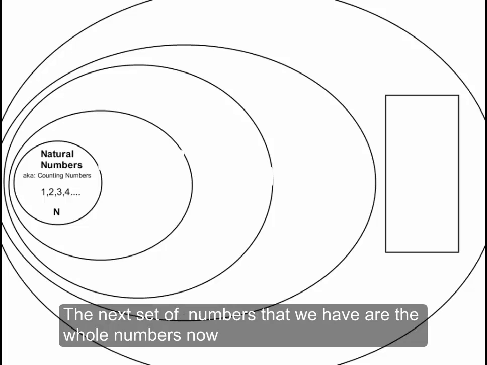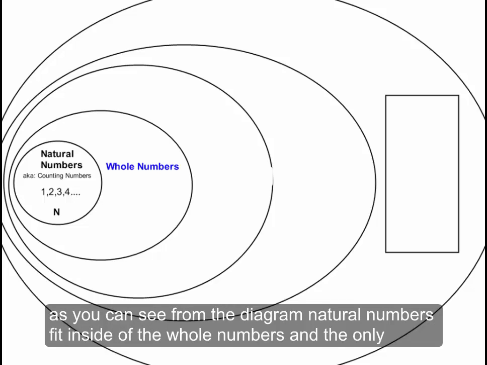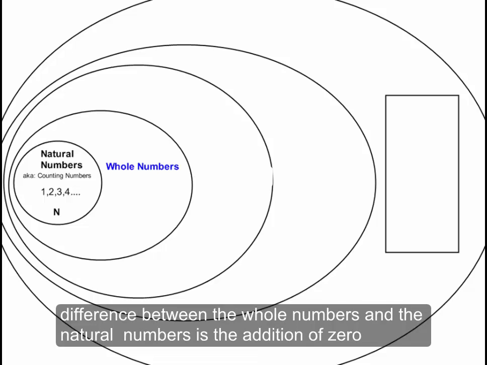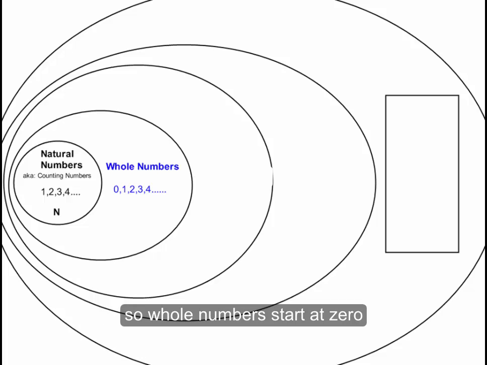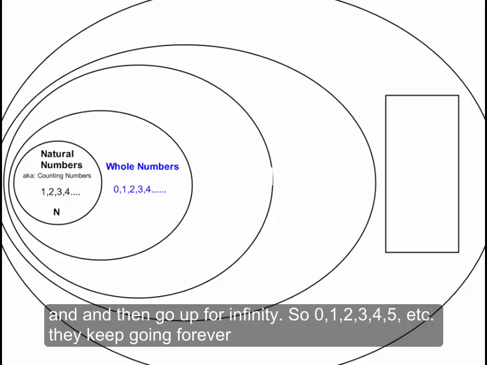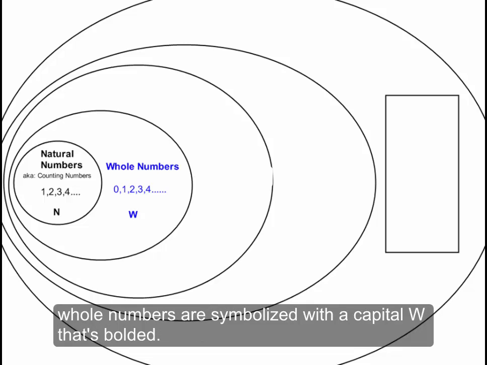The next set of numbers that we have are the whole numbers. Now, as you can see from the diagram, natural numbers fit inside of the whole numbers, and the only difference between the whole numbers and the natural numbers is the addition of 0. So whole numbers start at 0 and then go up for infinity. So 0, 1, 2, 3, 4, 5, etc. They keep going forever. Whole numbers are symbolized with a capital W that's bolded.